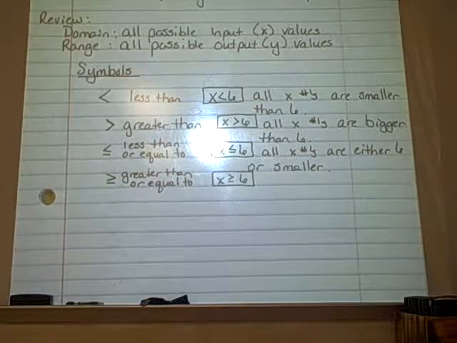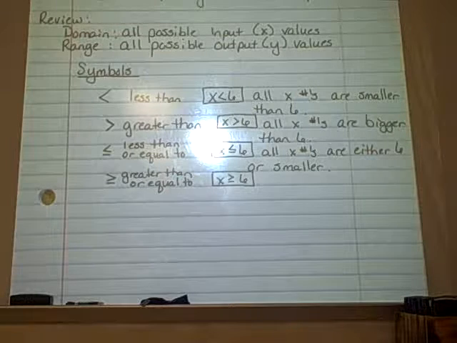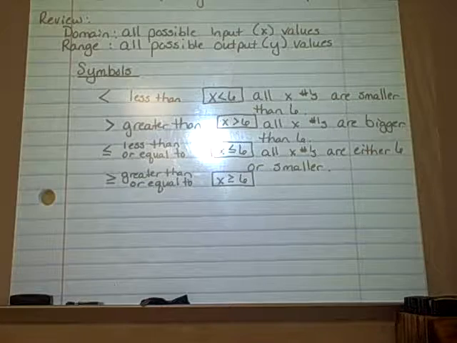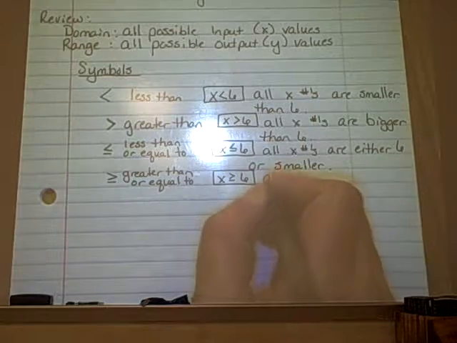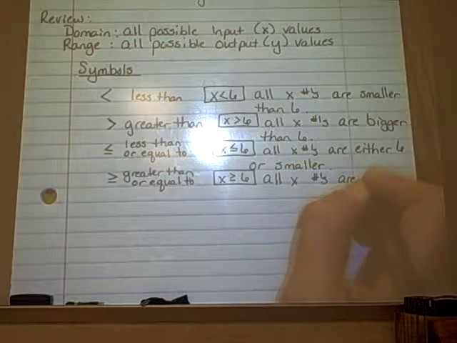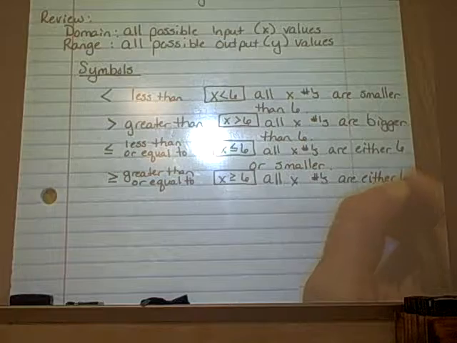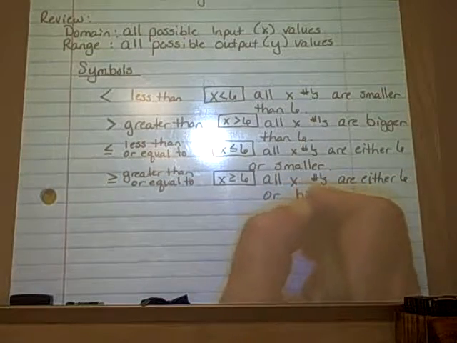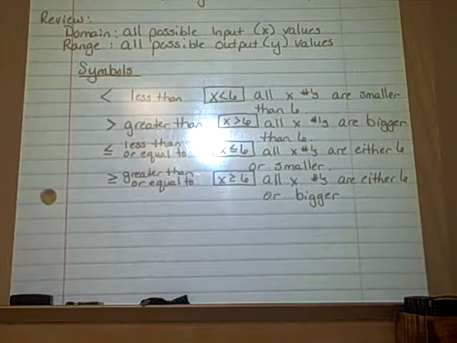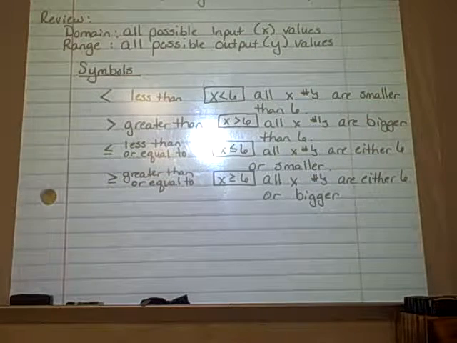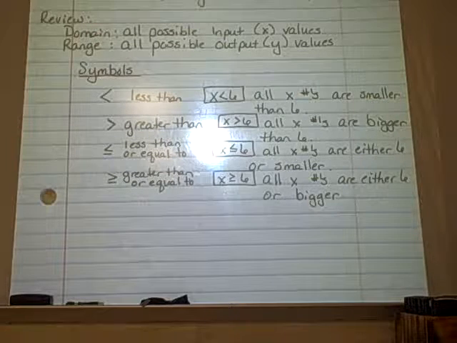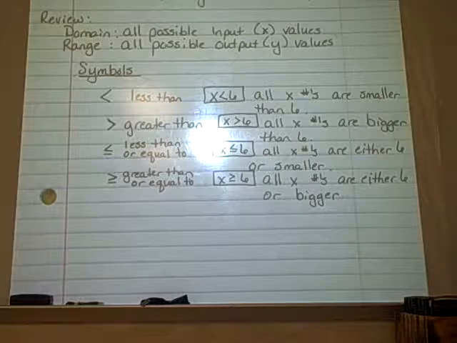And so our last example, x is greater than or equal to 6, would mean all the x numbers are either 6 or bigger. Okay, so it's really important that you understand what those are. And you always read them from the variable. Wherever the variable is, that's the direction you read it from. And I'll have to explain that a little bit later.